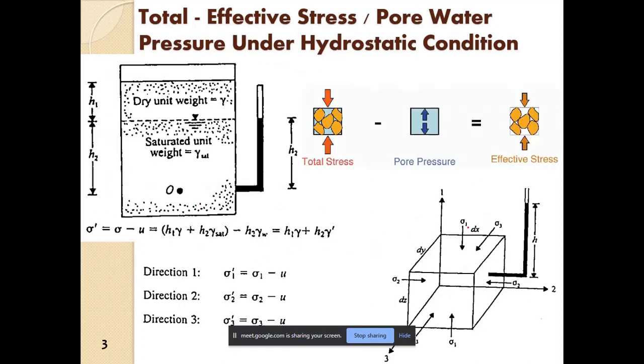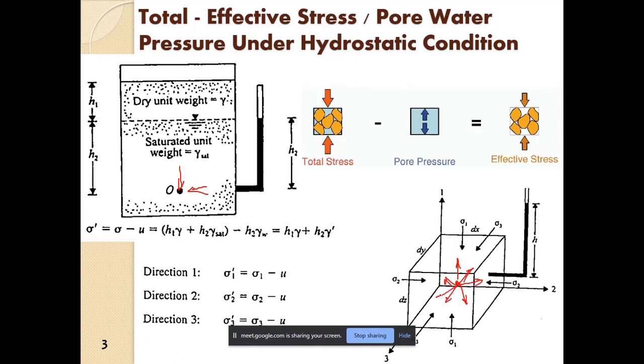We may have different total stresses in different directions. Here there is an element, we have sigma 1 in the vertical direction, sigma 2 in the horizontal direction in the x-axis, and then sigma 3 in the other horizontal direction, that is in the y-axis. So stresses in a soil mass may be different in different directions, but the pore water pressure at a particular point is always of the same magnitude in all directions.